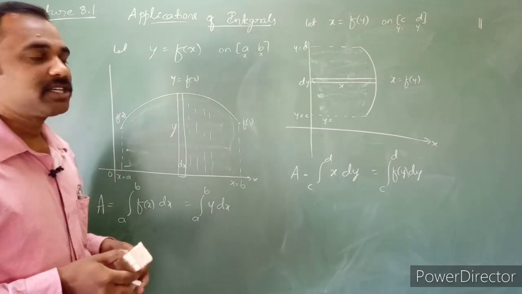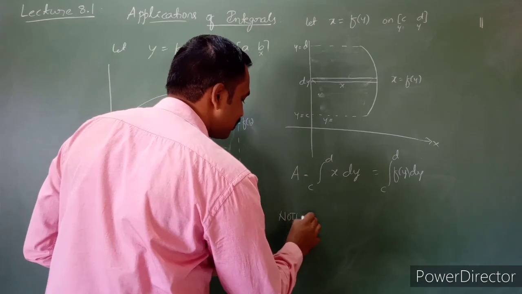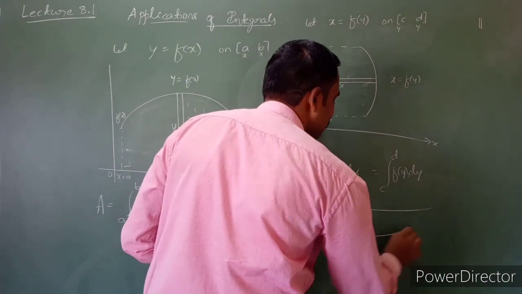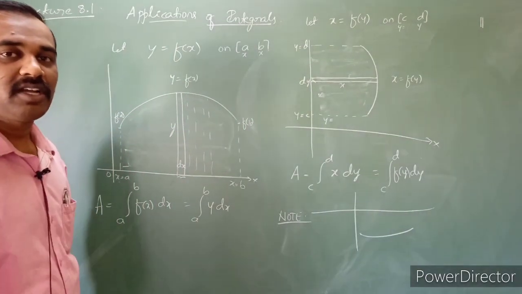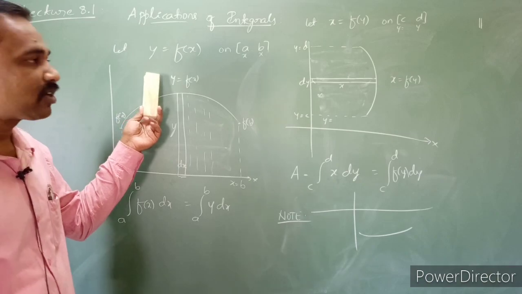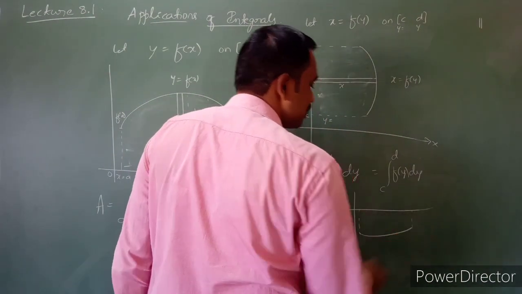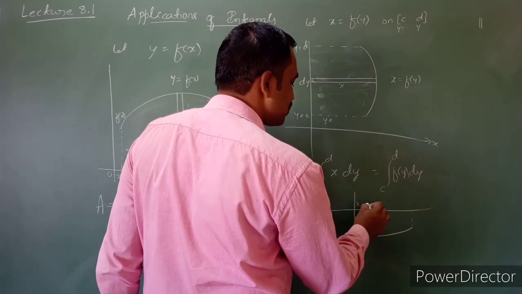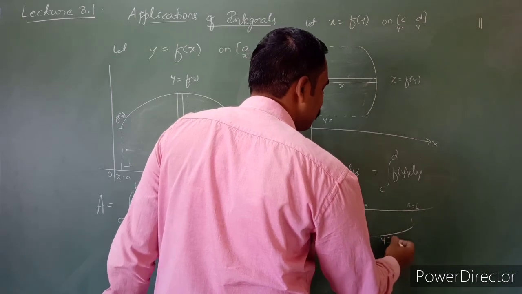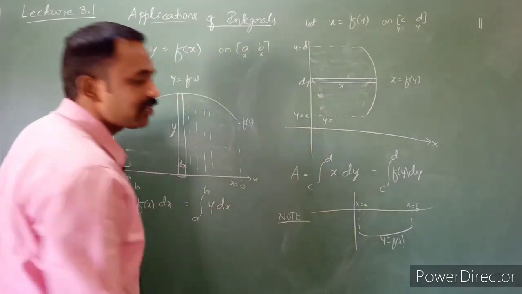So these are the two orientations. One more orientation: suppose the curve is present below the x-axis. Y is equal to f of x. Earlier it was in the first quadrant, but suppose the curve is present in the fourth quadrant, that means x is equal to a and x is equal to b, and f of x, or y, is a negative value.